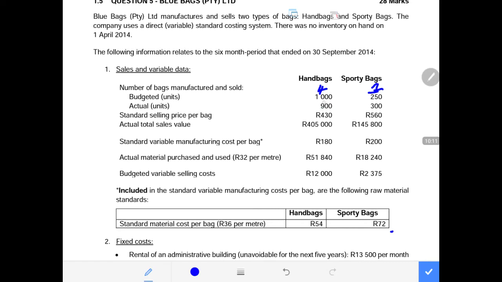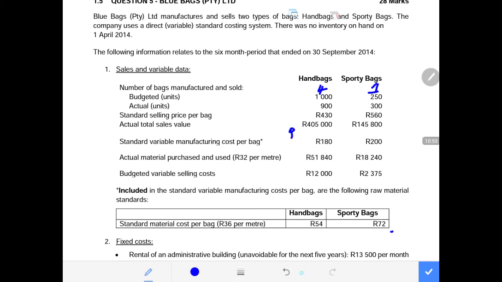Now we have the actual, which is 900 is to 300. If we look at this, we need to check if we met the standard mix in the actual production and sales. In other words, if we actually produced 900 units of the handbag and 300 units of the sport bag, is this 900 is to 300 in the same ratio of 4:1, which we anticipated on standard? Now let us look at that.